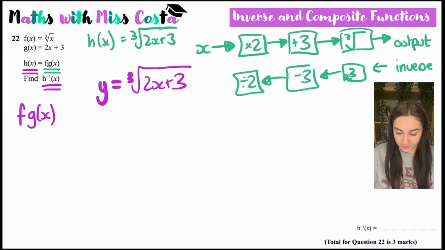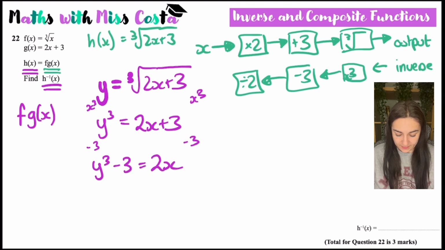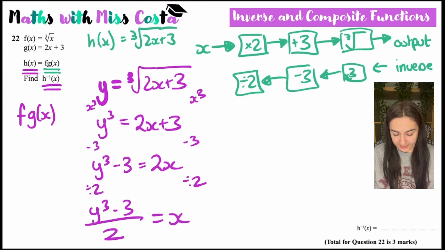So what's the first thing I'm going to do? Well, this is why the function machine might help you a little bit. You know that you're going to cube both sides. So cube both sides. So y cubed is 2x plus 3. What are you going to do next? You're going to subtract 3. So y cubed, take 3, equals 2x. And then what are you going to do? You're going to have to divide by 2. So y cubed, take 3 over 2 equals x.